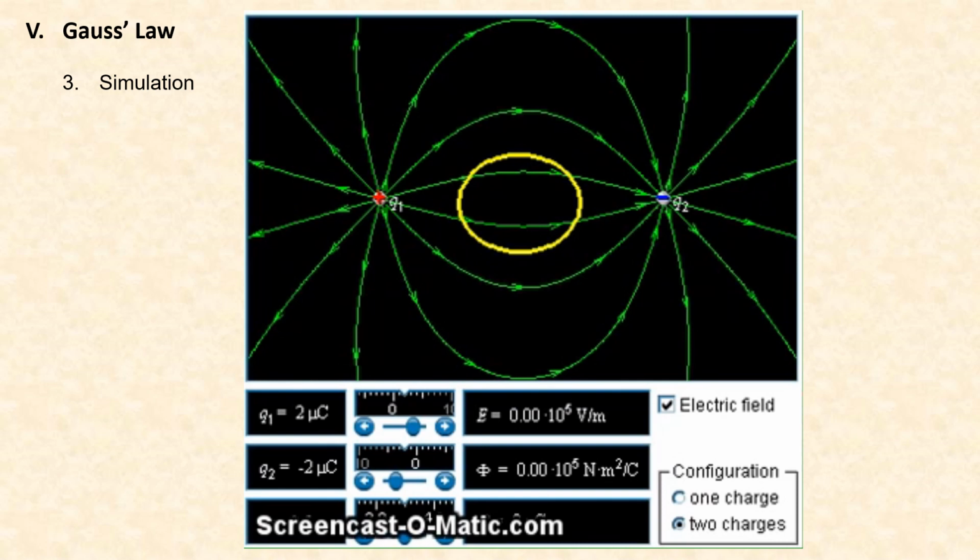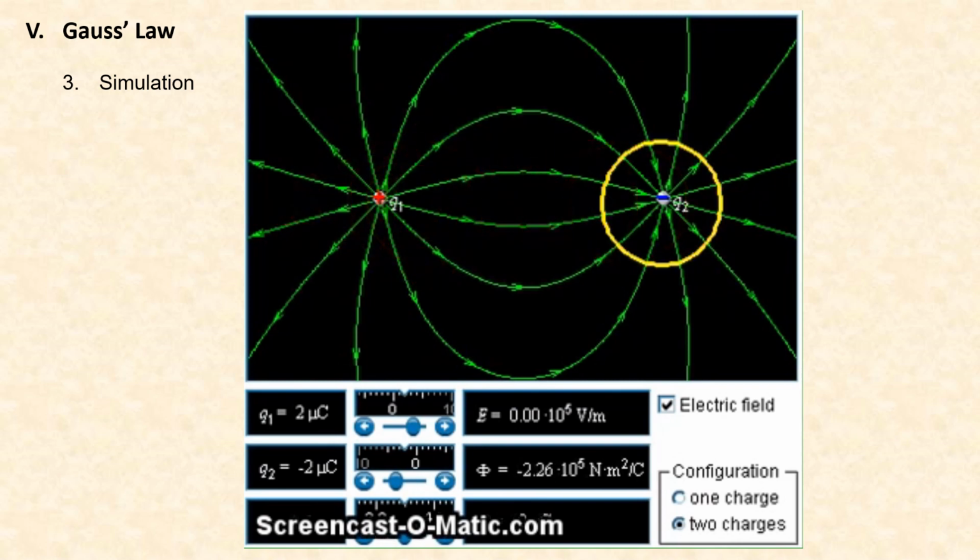Once again, notice that the flux through the yellow surface right here is 0 because there's no charge enclosed by it. If I move this surface so that it encloses the positive charge, we now have a positive flux as we have field lines leaving it. More field lines leaving than entering. Notice that if we move this yellow surface over here so that it encloses the negative charge, now our flux here is negative.